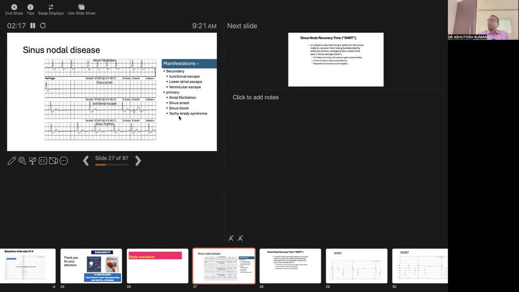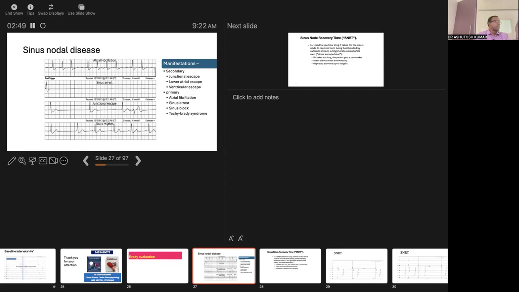So what are we looking for? Sinus nodal disease is one of the diseases in which the sinus is not functioning properly. What other things can happen? The patient may have atrial fibrillation, sinus arrest, sinus block, or tachybrady. These are the four components, the primary pathology of the patient. They can present with junctional escape, lower atrial escape, or ventricular escape. Ventricular means broad QRS; junctional means a narrow QRS escape.